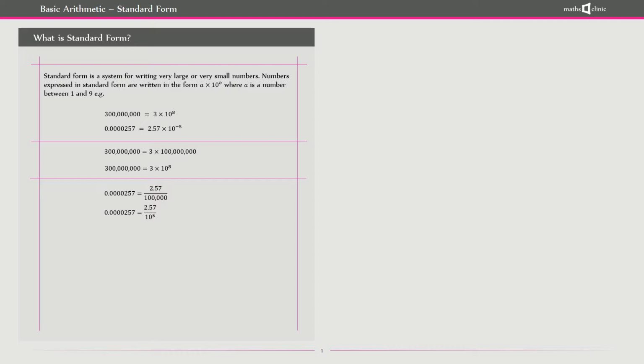And I'm going to teach you something very important in indices, or powers. When you have 2.57 divided by 10 to the power of 5, it equals 2.57 times... the division becomes multiplication, and then the power becomes negative. Once that division becomes a multiplication, the power becomes negative. So 2.57 divided by 10 to the power of 5 ends up as 2.57 times 10 to the power of minus 5. And that is how we work standard form.